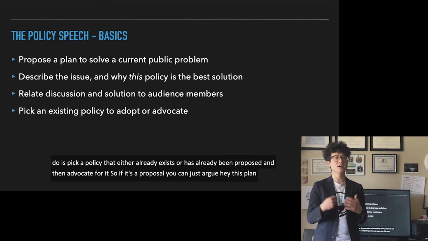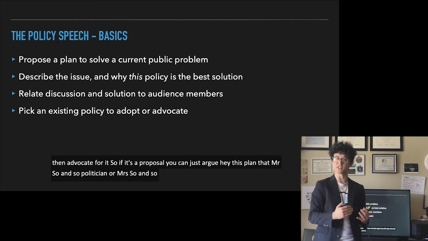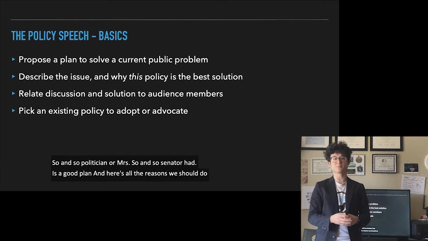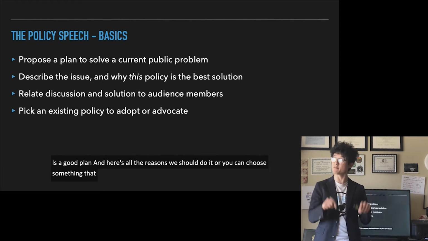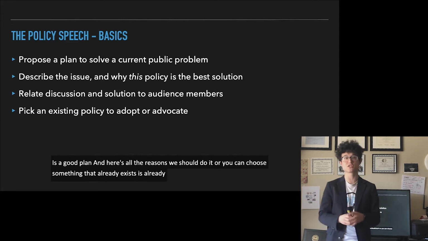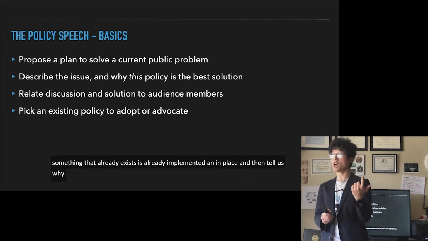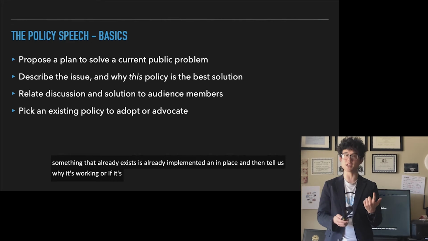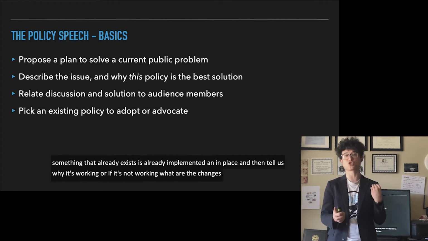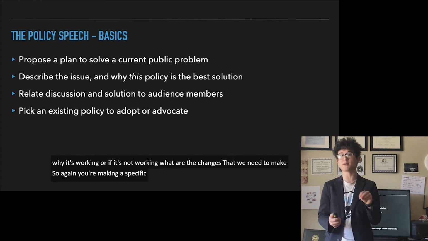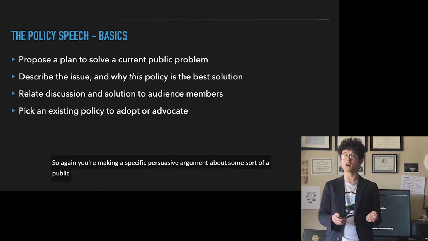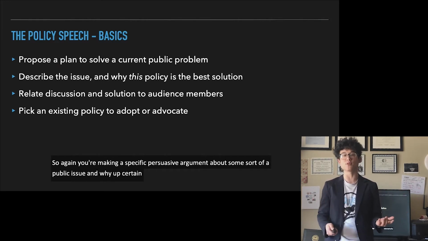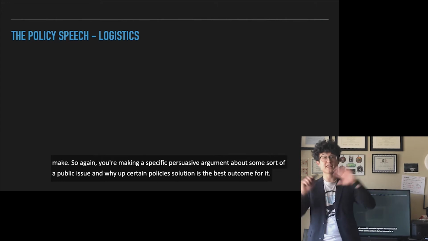So-and-so senator had a good plan, and here are all the reasons we should do it. Or you can choose something that already exists, is already implemented and in place, and then tell us why it's working, or if it's not working, what changes we need to make. So again, you're making a specific persuasive argument about some public issue and why a certain policy solution is the best outcome for it. So that's the broad overview.